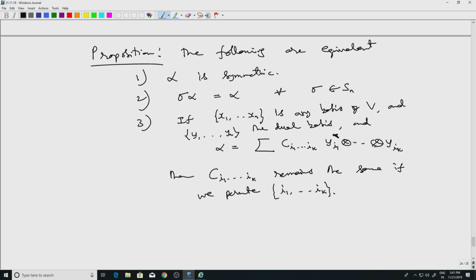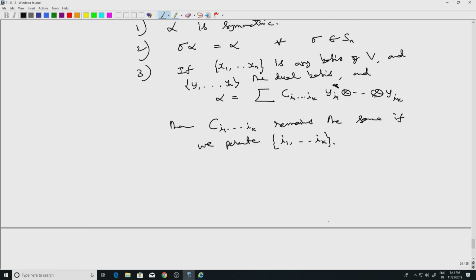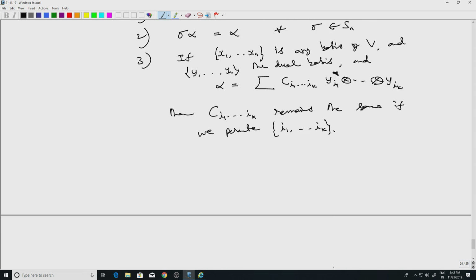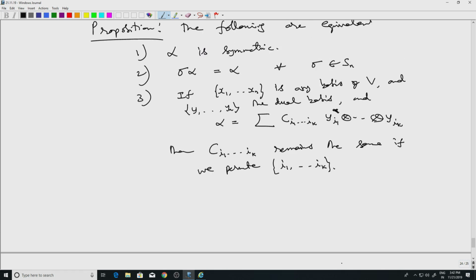Namely, you write it in terms of the basis of L^k(V) that we constructed. Then just by looking at the coefficients, we can find out whether alpha is symmetric or not. Now I'll just focus on 1 and 2. It's not that 3 is any harder than 1 and 2. So proof: 1 is equivalent to 2. Let's just see this one.